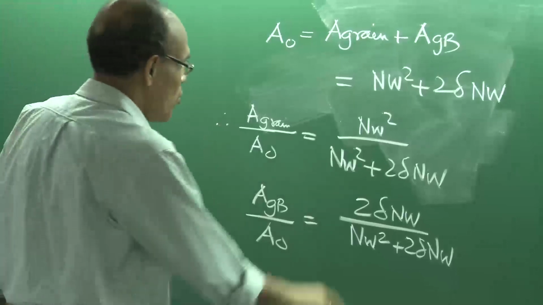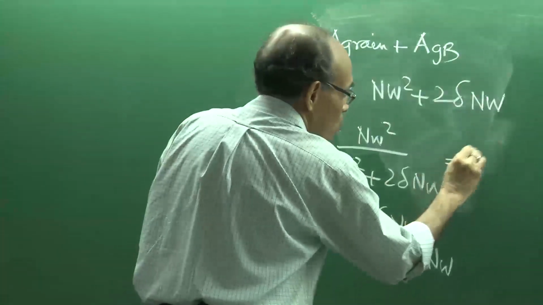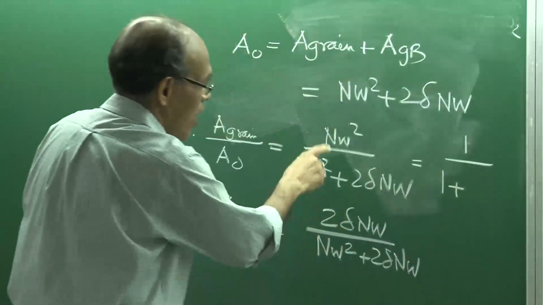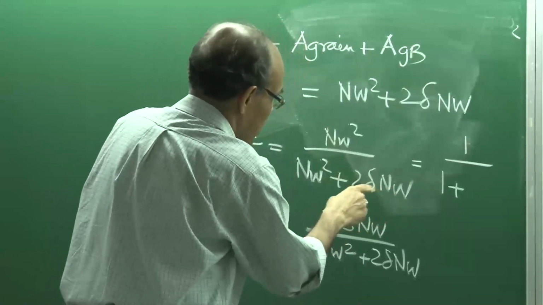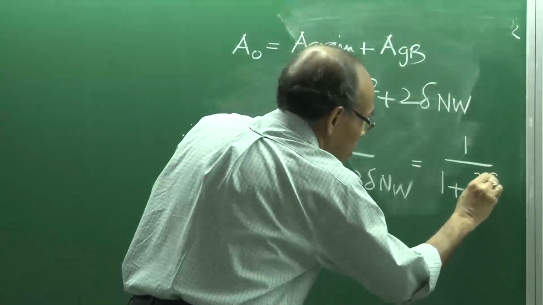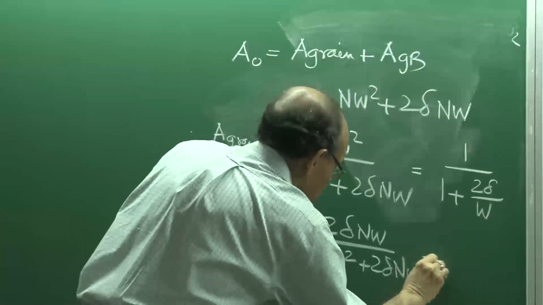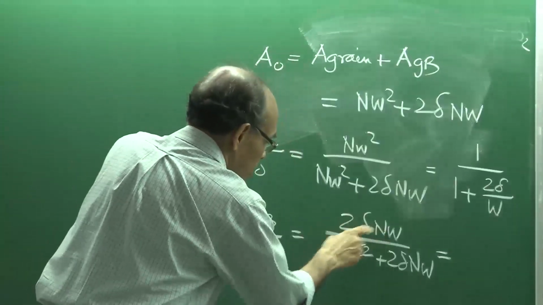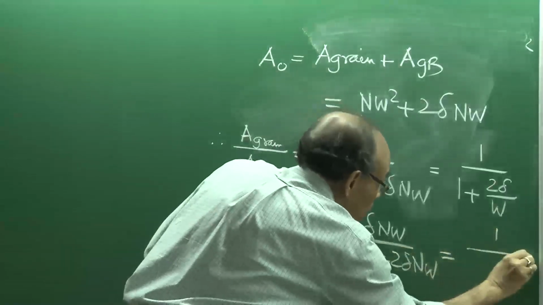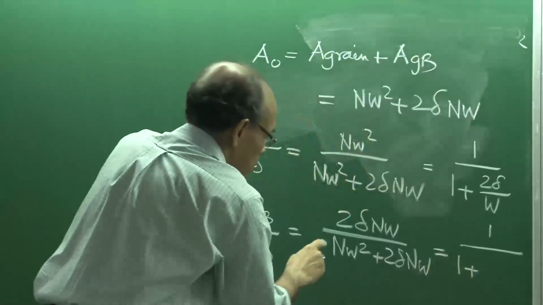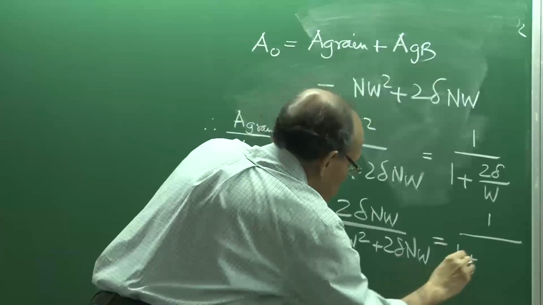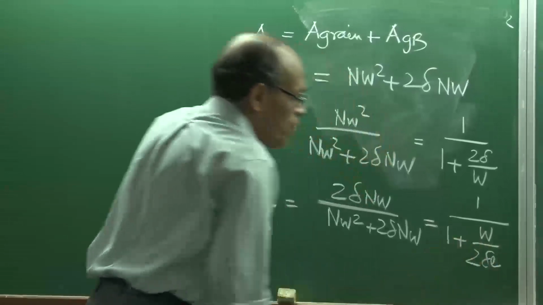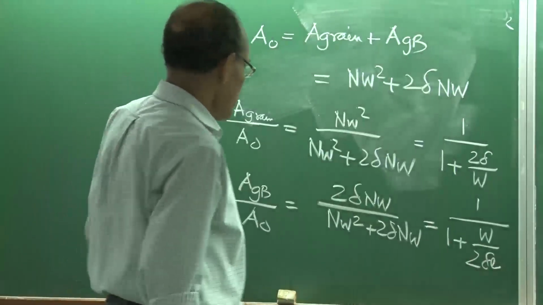Now if you divide all through by NW square, the first ratio will come out to be 1, and the N's cancel out, and then you have 2 delta divided by W. So A grain by A0 comes out to be 1 divided by 1 plus 2 delta by W, and A grain boundary by A0 is 1 divided by 1 plus W by 2 delta.